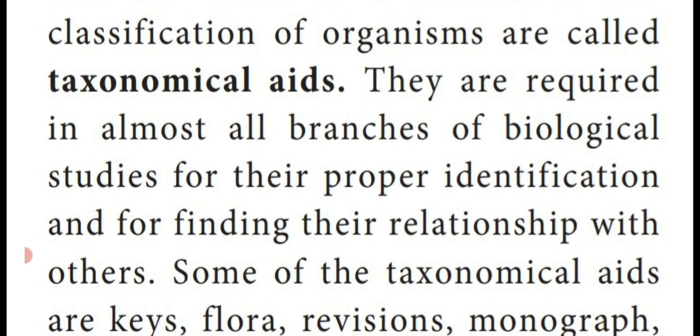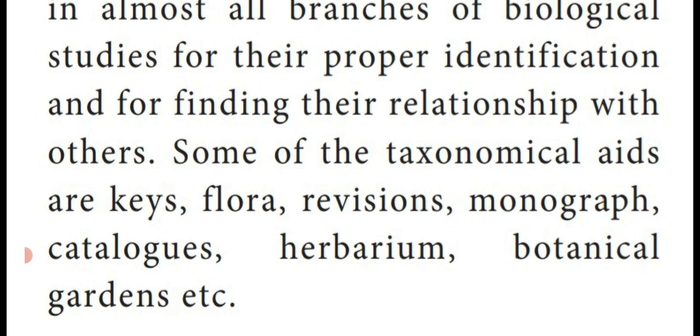So these taxonomical aids are required in all branches of biological studies for the proper identification and for finding the relationship with others. Some taxonomical aids are keys, flora, revision, monograph, catalog, herbarium, botanical garden. So dear students, how will the question come in the question paper? What is taxonomical aids? Give some examples. So the taxonomical aids are keys, flora, revision, monograph, catalog, herbarium and botanical garden.